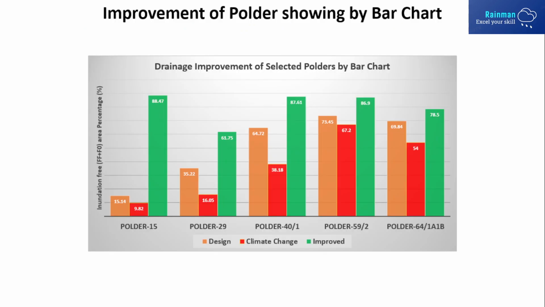So this is the bar chart of inundation-free area percentage. You can see for every polder, the inundation-free area in the improvement option is higher than 80%, except Polder 29, which is 61%. In Polder 29, we need pump drainage along with gravity drainage.